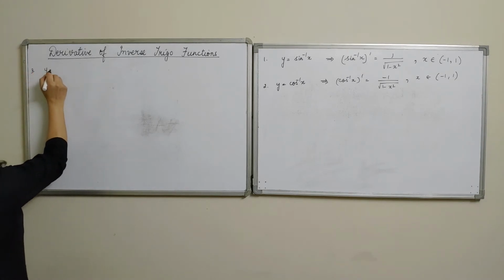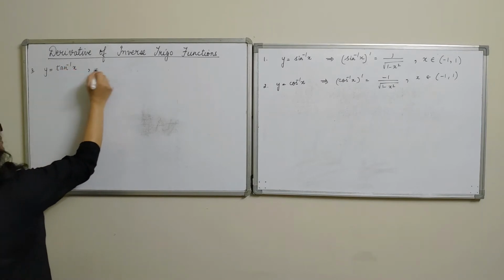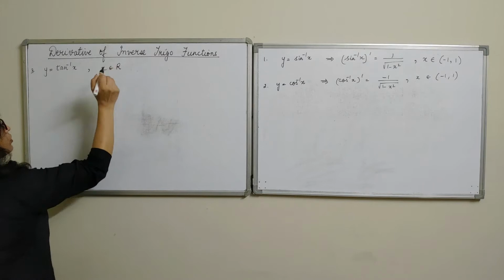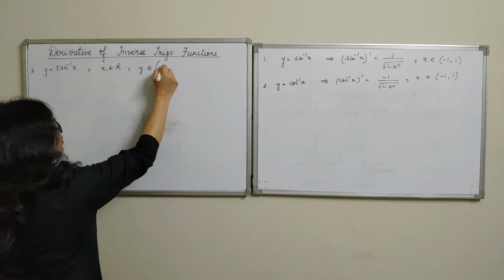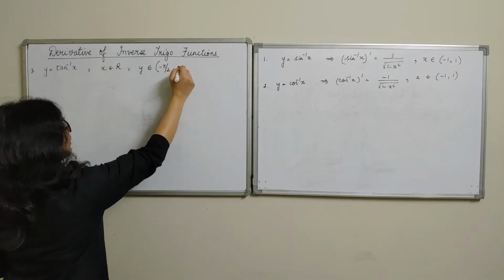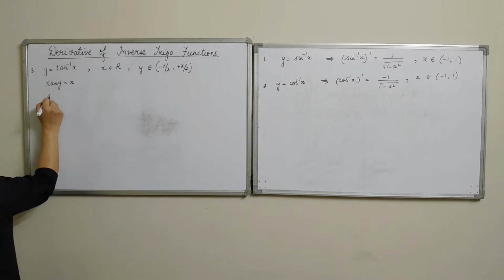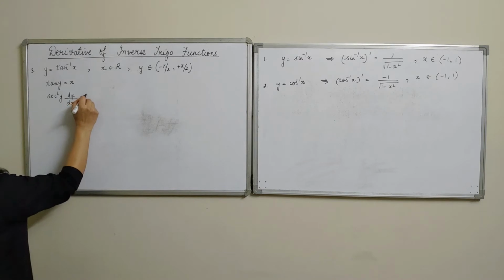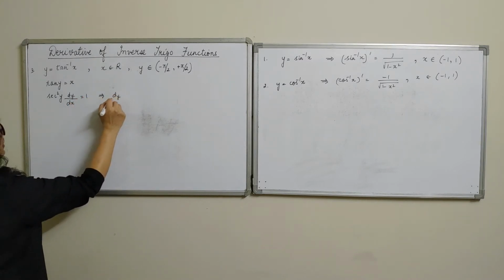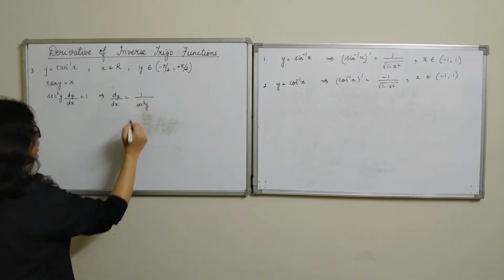So next, let's find out derivative of y is equal to tan inverse x. Here we know x belongs to real numbers and y is the principal branch of the tan inverse function, which is the open interval minus pi by 2 to plus pi by 2. So the equation can be written as tan y is equal to x, differentiating, sec square y dy by dx is 1, which means dy by dx is 1 upon sec square y.